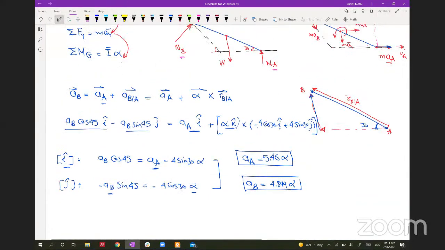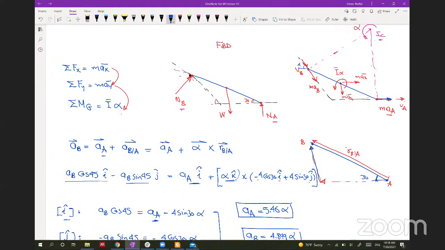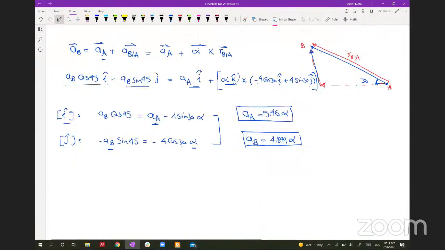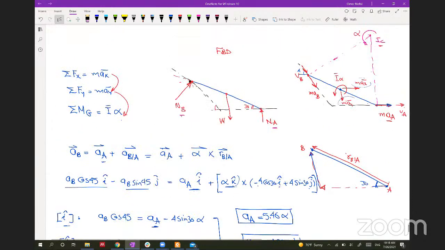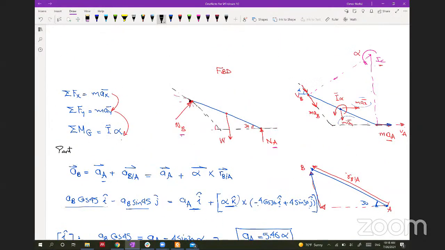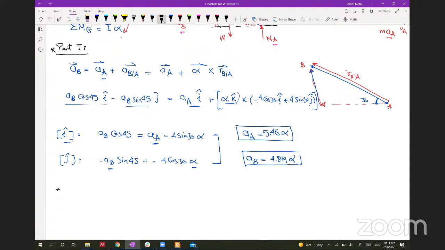With this, let's move to the acceleration of the CG of the body here, MAX bar and MAY bar. So we can relate the CG of the body with A. So this is part one of the problem, and part 2 of the problem. And in part 2, we will get the acceleration A bar or AG with respect to A.